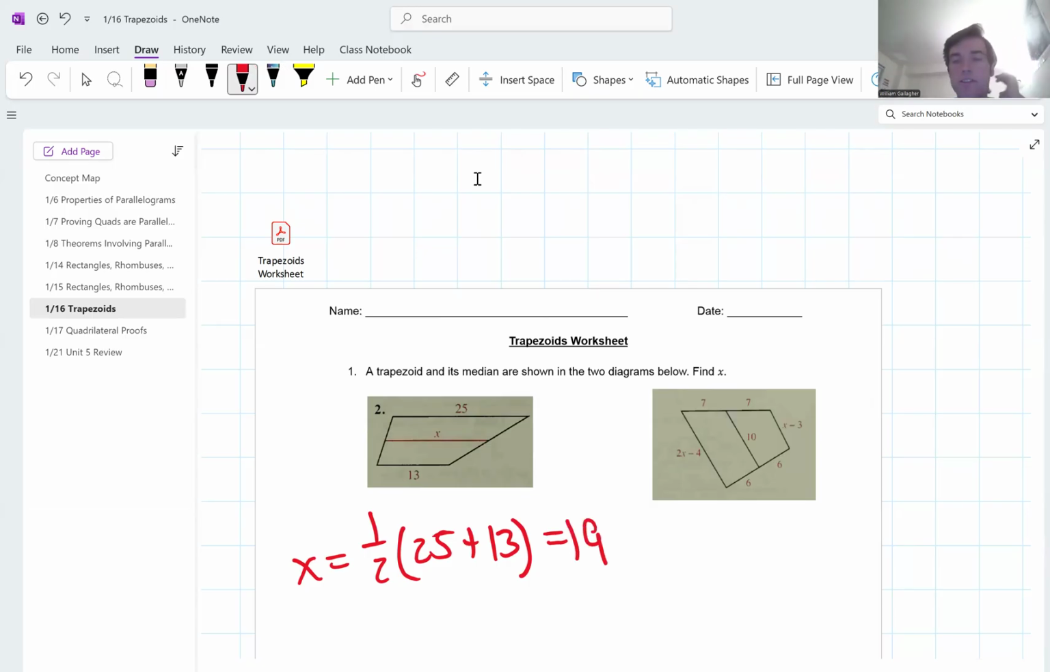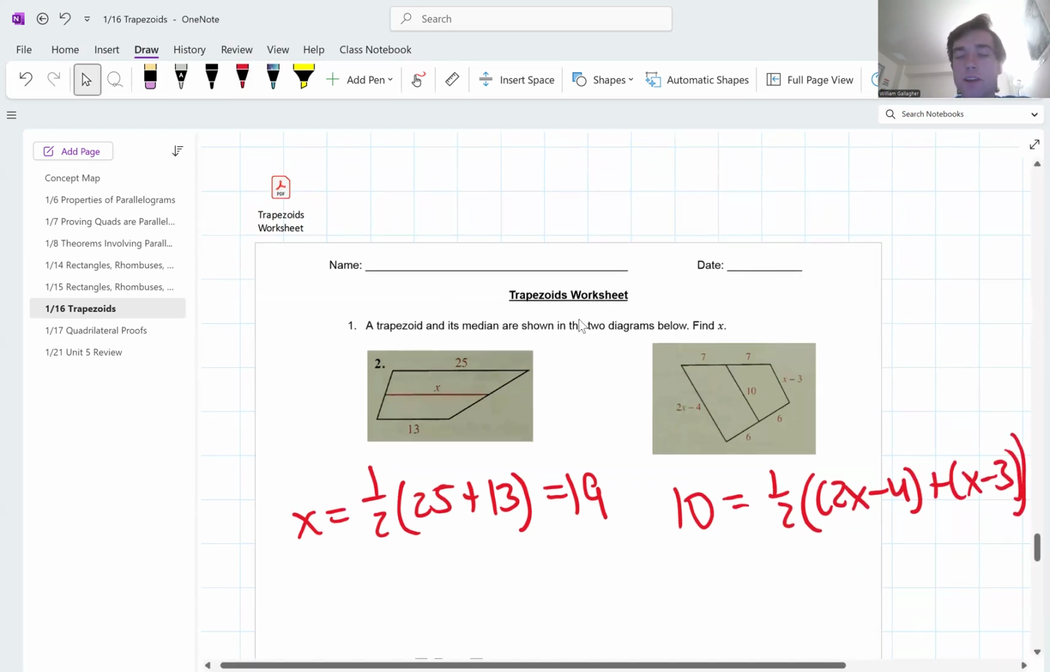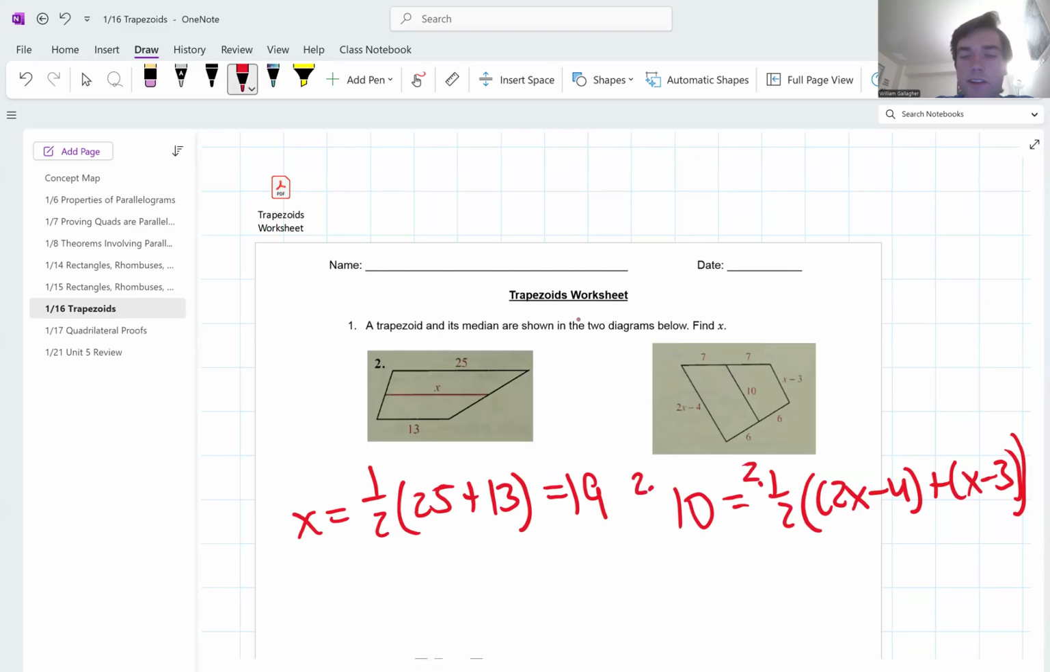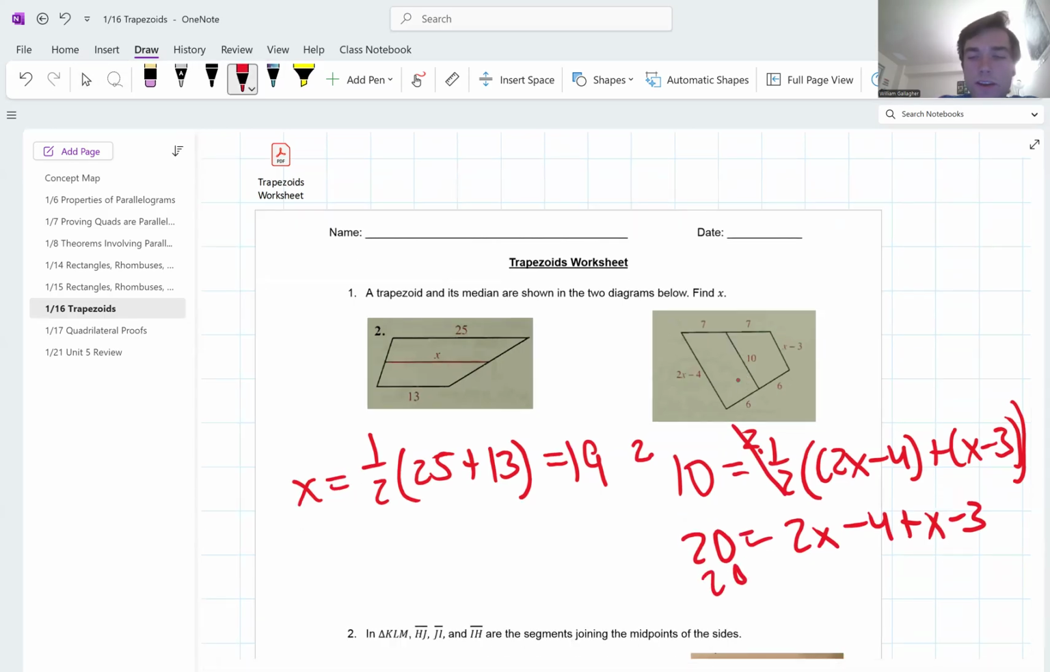The next one's a little bit more interesting. So 10 is equal to half of 2x minus 4 plus x minus 3. And so what I probably recommend you do here is multiply by 2 on both sides. So 20 is equal to 2x minus 4 plus x minus 3. And now we get that 20 is equal to 3x minus 7. So 27 is equal to 3x. So x is equal to 9.